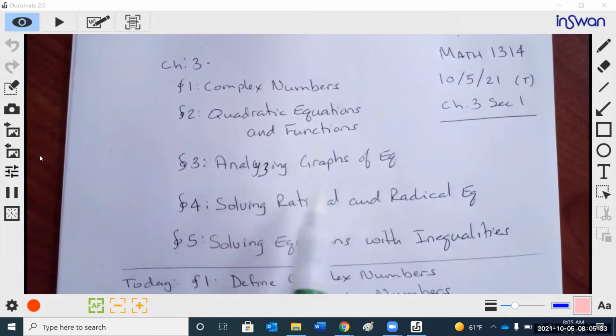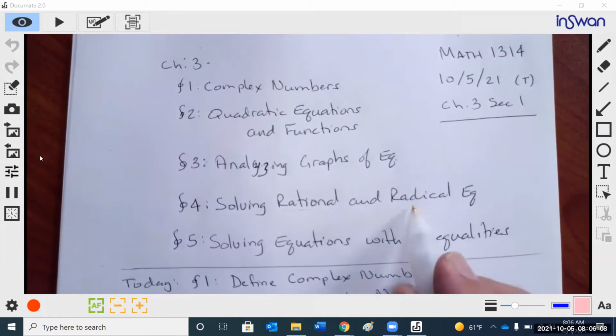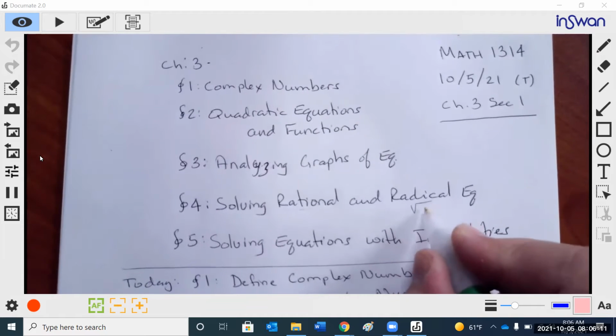Section 3, we're going to analyze graphs of equations. 4, we're going to solve rational and radical equations. What are rational equations? The first 5 letters of rational spell what? Ratio. These are fractions. We're now going to look at equations with 2 or more fractions in them. Radical equations are the square roots, or cube roots, or fourth roots. Those are radicals. They look like this.